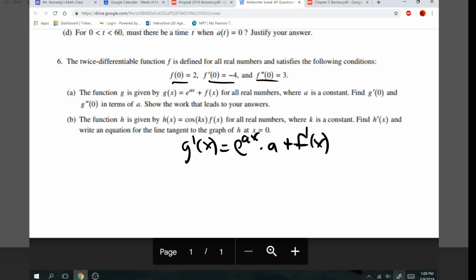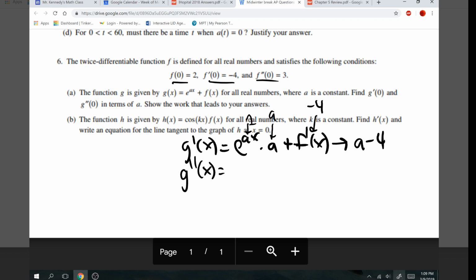Then I just plug in 0 for x, and so that makes this 1. This is a. And f prime of 0 is negative 4. So this is just a minus 4. And that's g prime of 0.